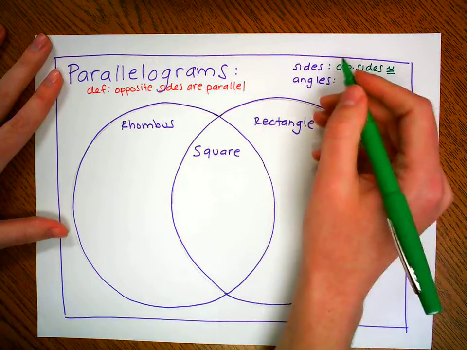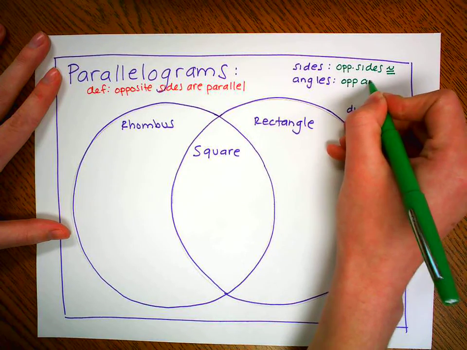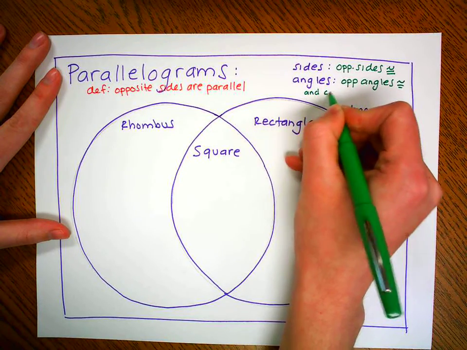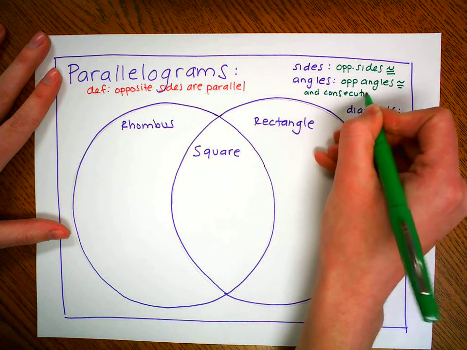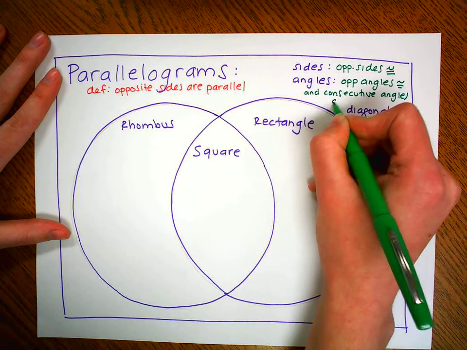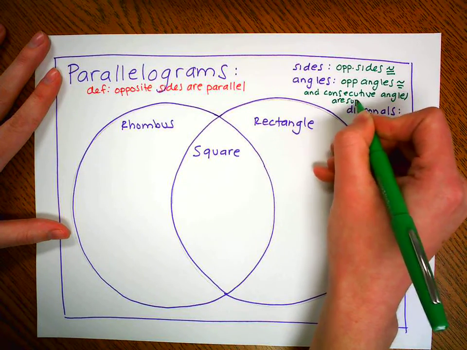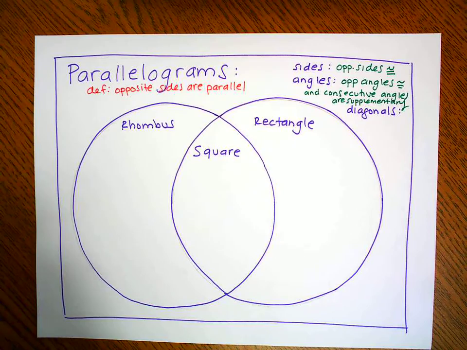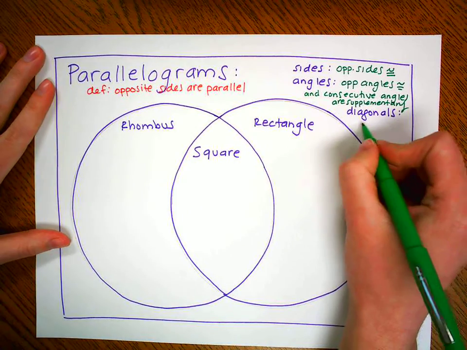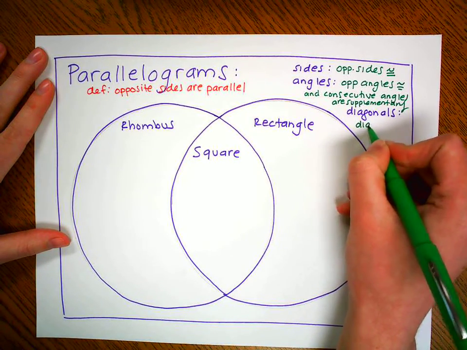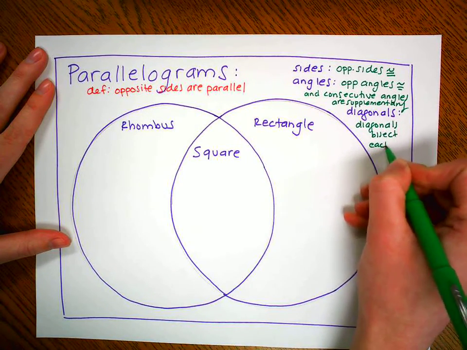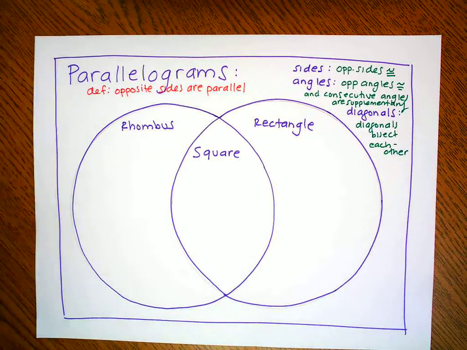In terms of its angles, we know that angles are congruent. And we also know that consecutive angles are supplementary. Okay, so we have that opposite angles are congruent and consecutive angles are supplementary. In terms of diagonals, we know that diagonals bisect each other. Okay, so that's what we learned about parallelograms last time.